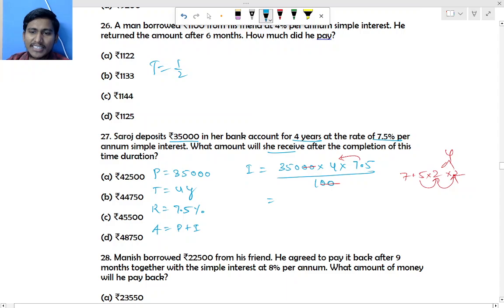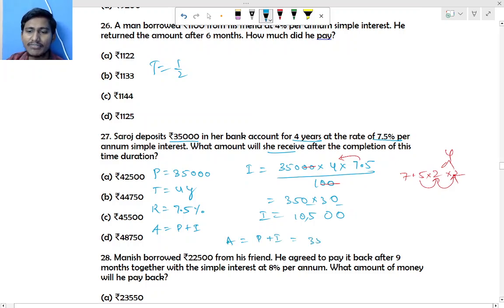So that is here 350 into 30. How much answer will you get? 35 3s is 105. So 0 as it is, 2 zeros are there. 2 zeros you write. So that is the interest. Okay? 10,500 is the interest. So amount will be principal plus interest.